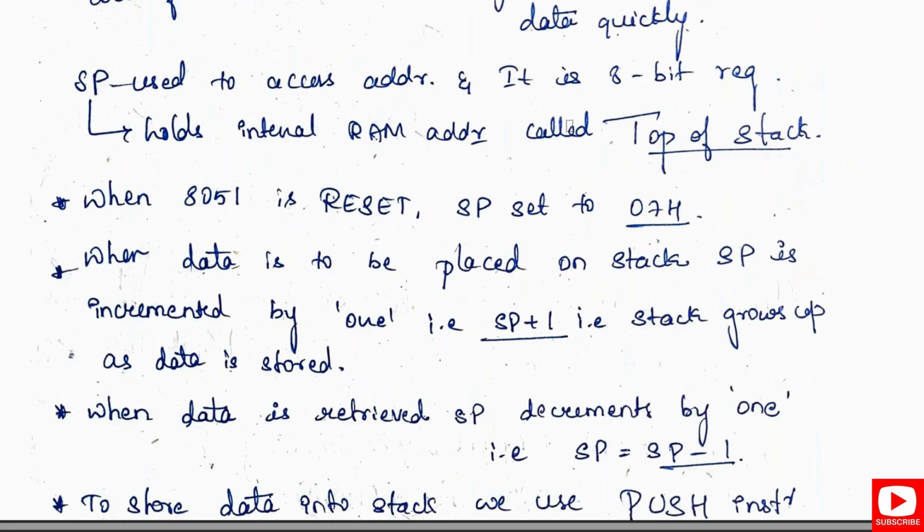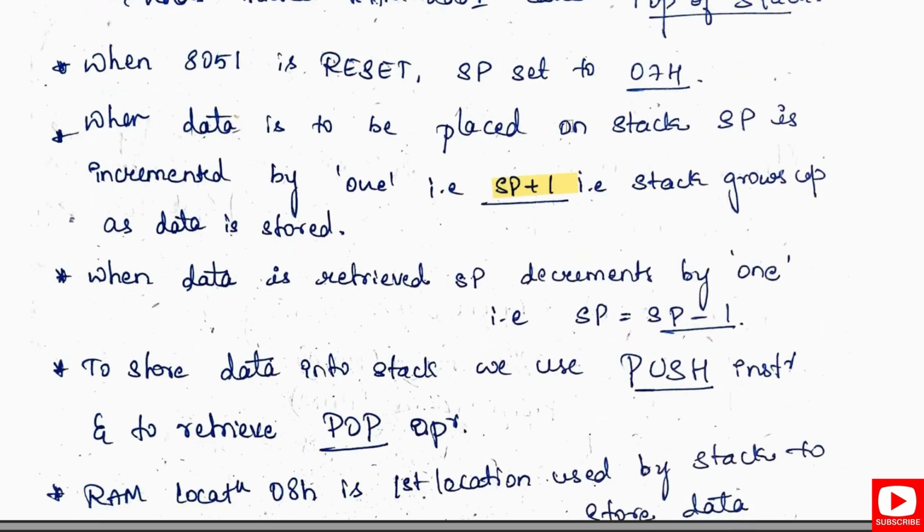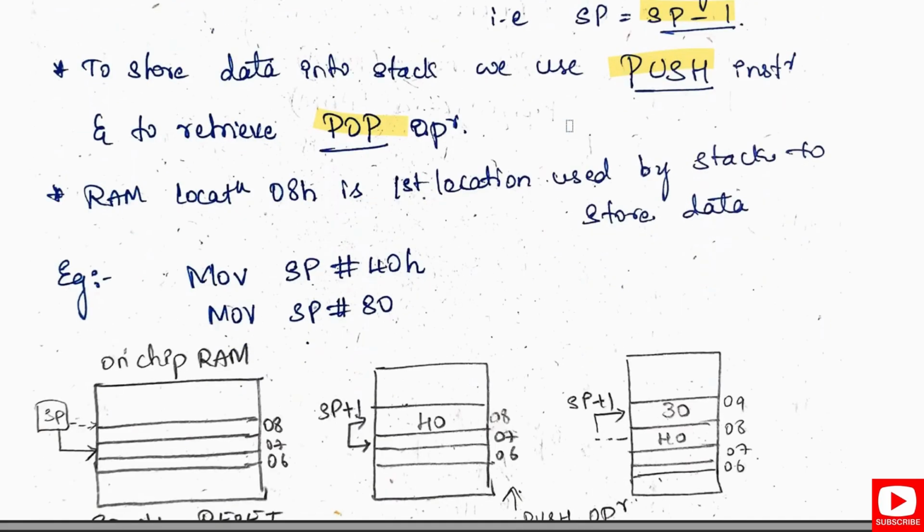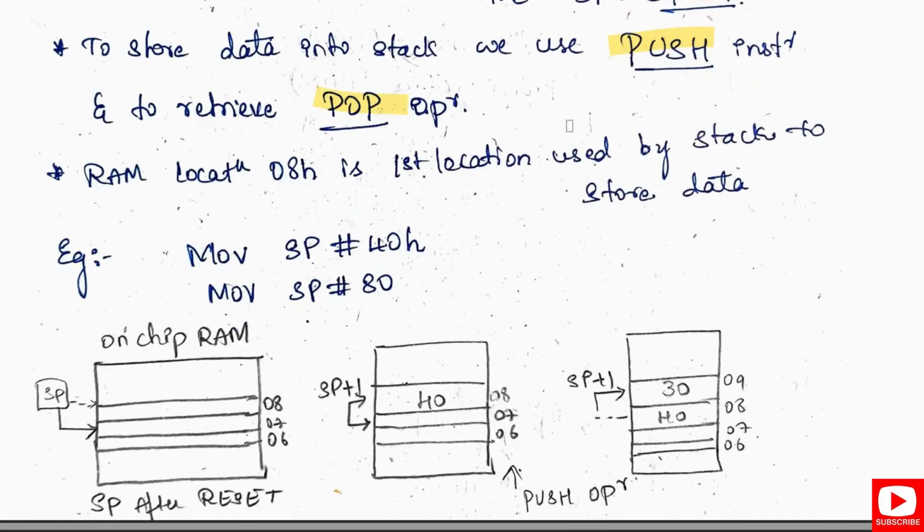When data is to be placed on the stack, the stack pointer is incremented by 1, that is given by SP plus 1. The stack grows up as the data gets stored. When the data is retrieved, the SP decrements by 1, that is given by SP minus 1. To store the data into the stack we use a push instruction, and to retrieve the data we use a pop instruction. RAM location 08H, let us consider, is the first location used by the stack to store the data. So MOV SP, 40H and MOV SP, 80.